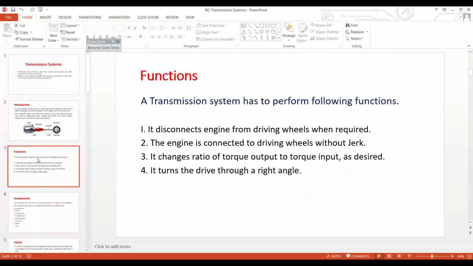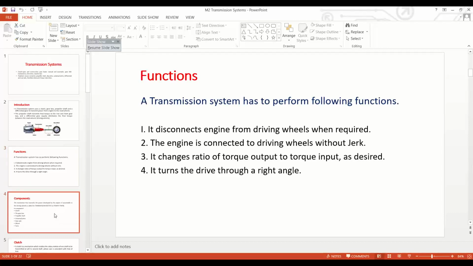So it has certain functions. It has to disconnect the engine from the driving wheels whenever required. The engine should be connected back whenever required without any jerking. The torque ratio should be changed. This will be done by the gearbox. The first two functions will be done by the clutch. The third will be done by the gearbox. And fourth, it turns the drive through a right angle. This will be done by the differential gear mechanism. So all of this we will be discussing in detail in the upcoming topics.